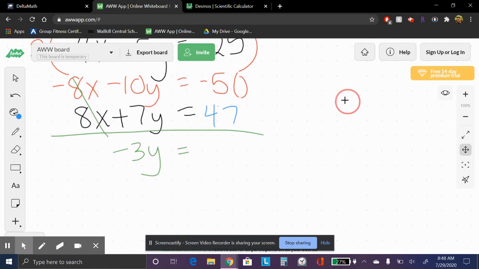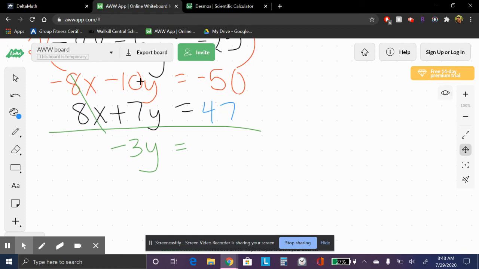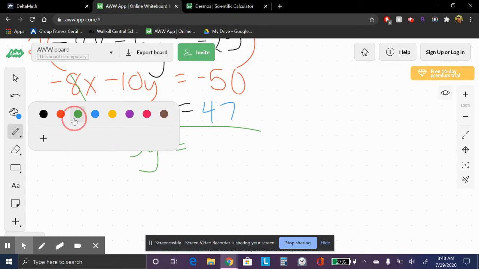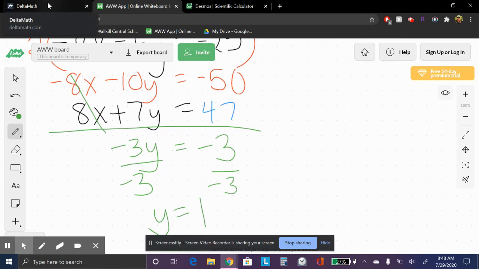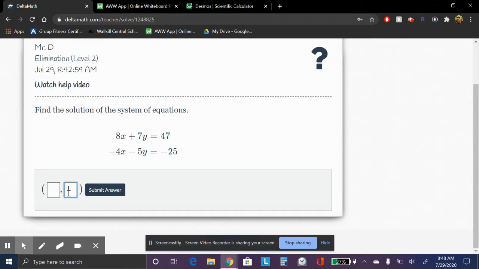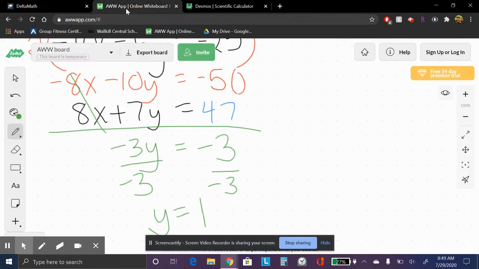All right, back to our equation. So I canceled these out. Negative 10y plus 7y is negative 3y. Negative 50 plus 47 is negative 3. To solve for y, I divide both sides by negative 3, and you get y is 1. So now I plug that into my coordinate: my y is 1. Now I've got to solve for x.